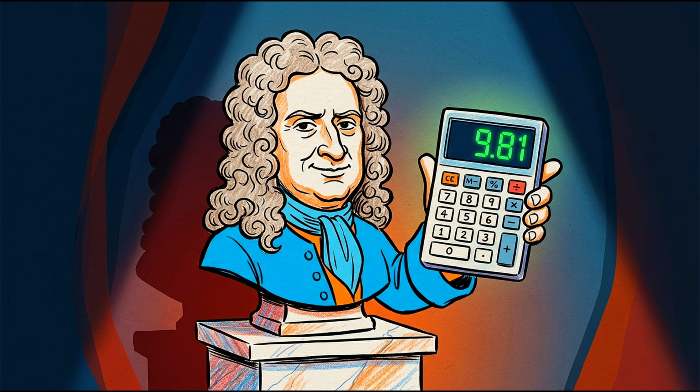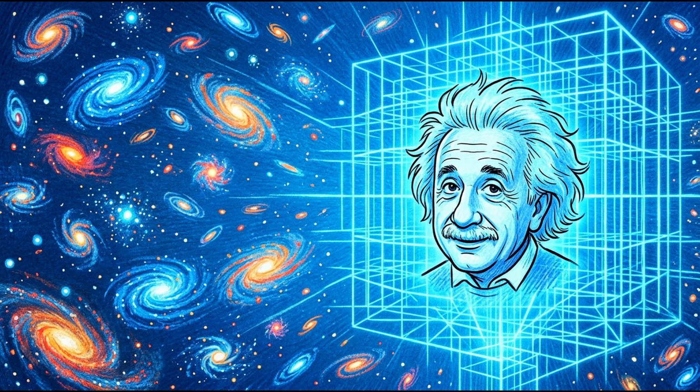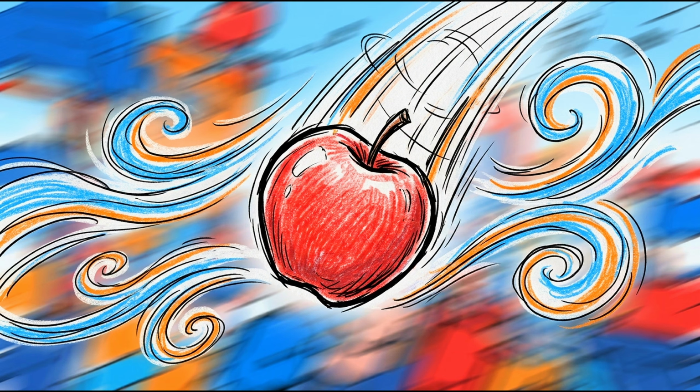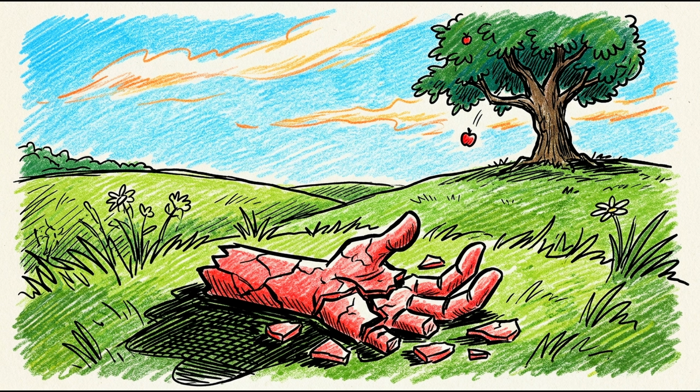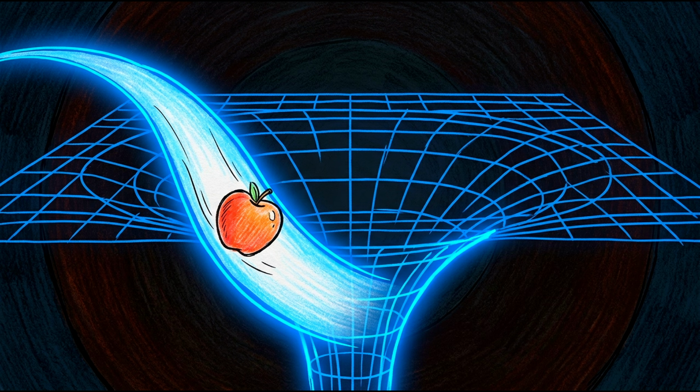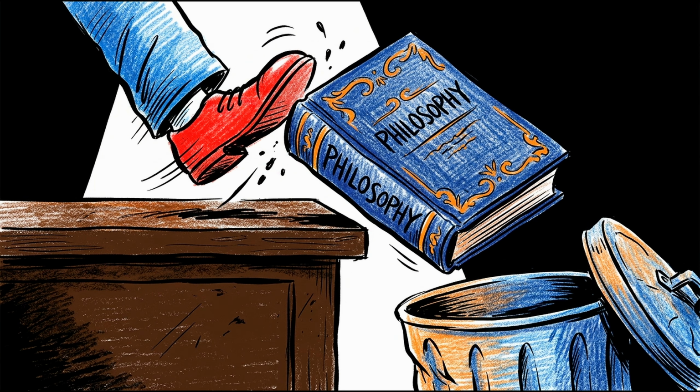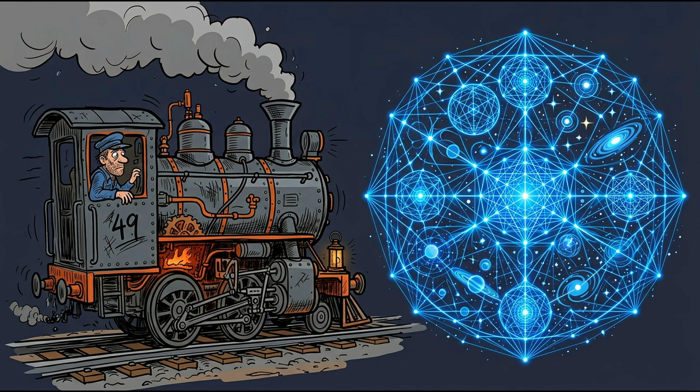Newton gave the right answer. Einstein gave the right universe. The apple is still falling. It is not being pulled. It is following geometry. The difference between those two sentences is not philosophy. It is the difference between a description that works and one that is true.